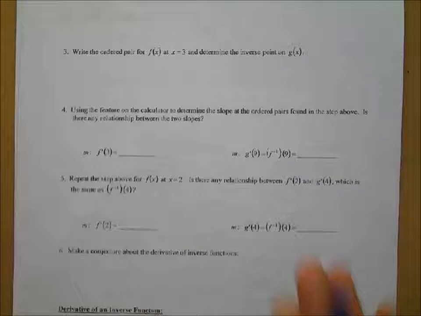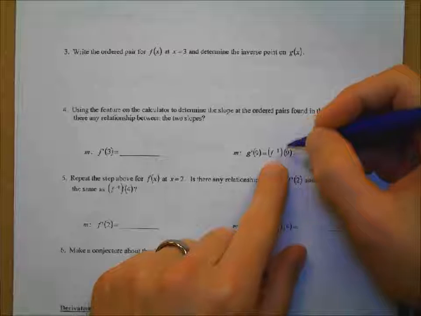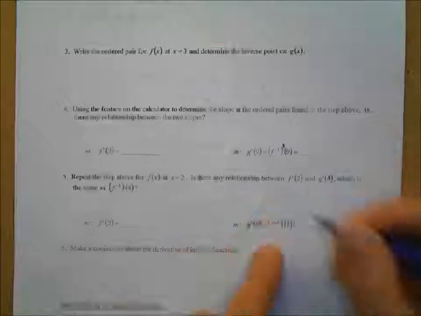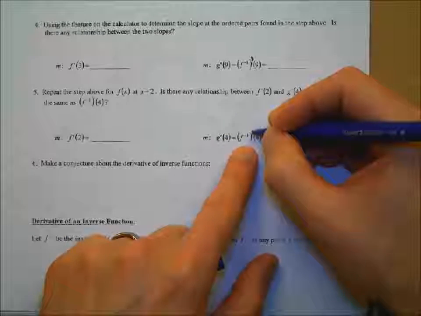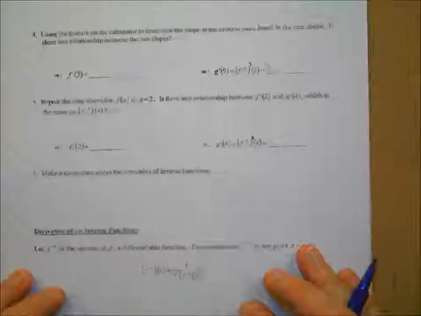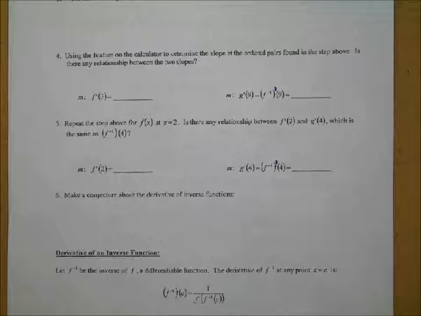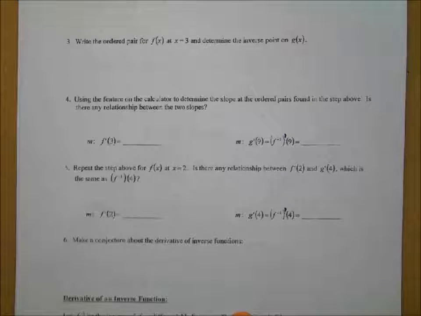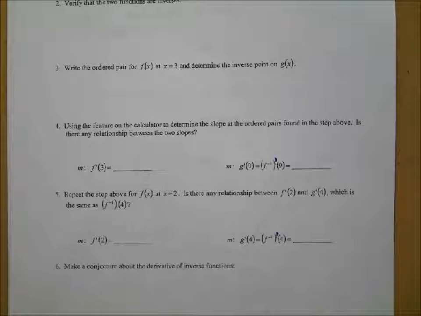Keep in mind, I want to be careful here. This is f inverse. There's supposed to be a prime there. It's kind of hard to see. And same thing here, f inverse, and there's supposed to be a prime there too. So I'm going to make it more obvious that there are primes there. Okay? And so just go ahead and do 1 through 6. Give those a try. Okay? And I'll come around and help guide you as necessary if you're not clear on what the directions are asking you to do.